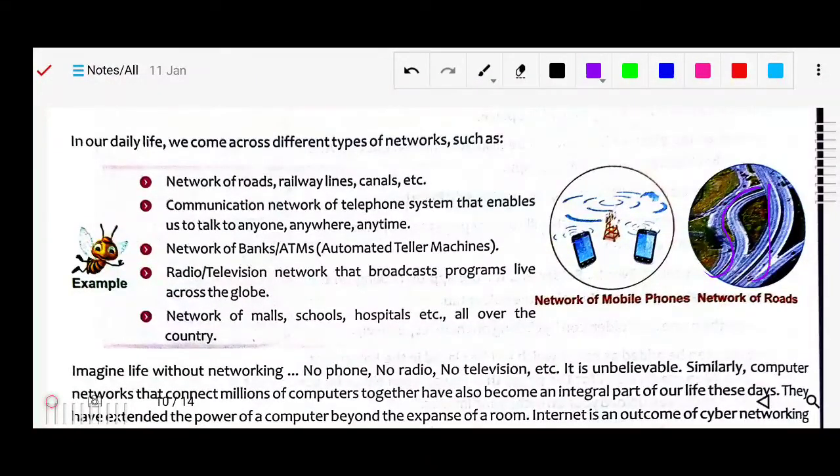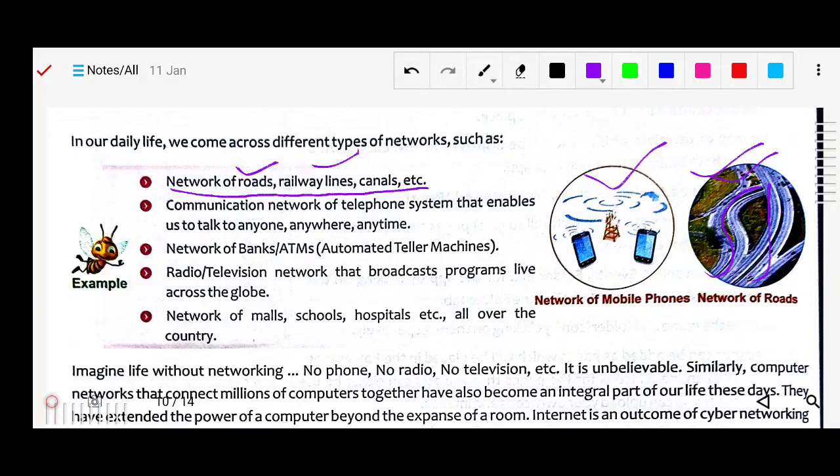Like you can see, networks of roads, railway lines, canals. These are also networks, because this is the road network, the network of railways. In the railway you can see there are many tracks, so that is the network of railway lines. Then many canals, and a network of phones, signals, towers.